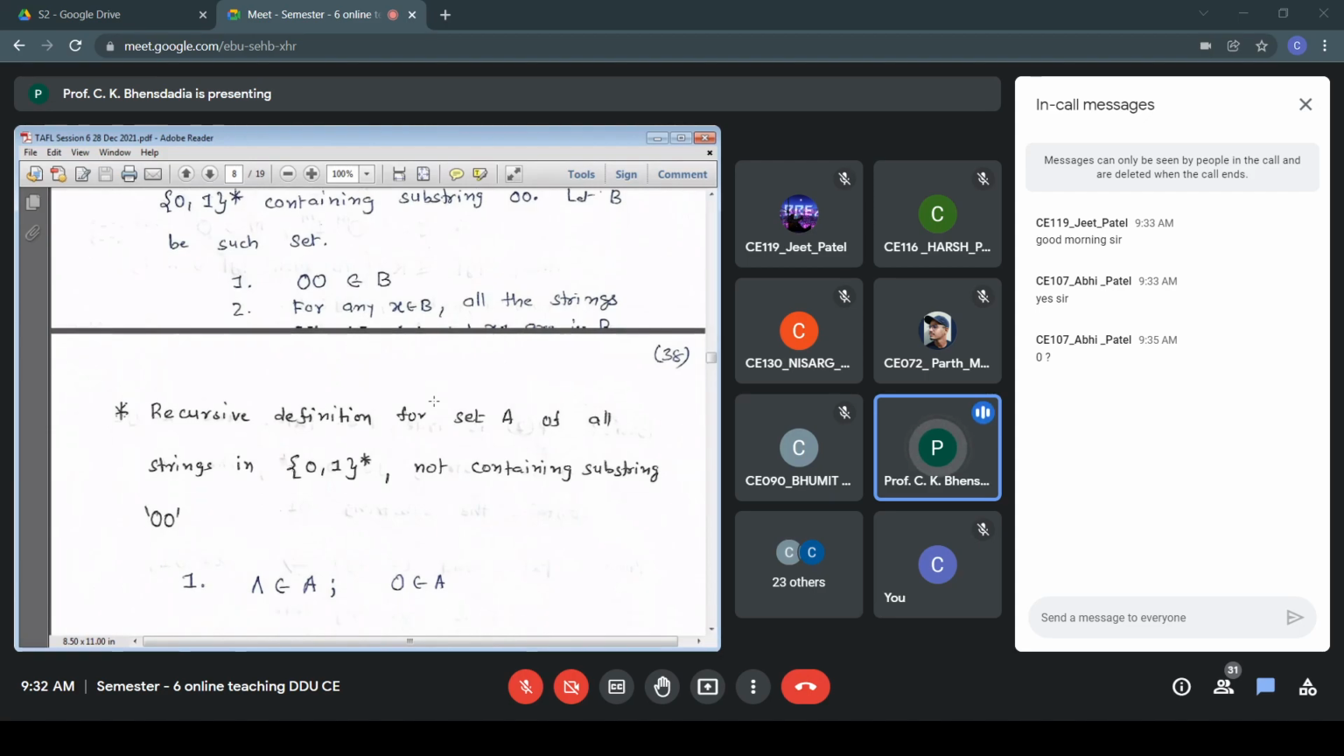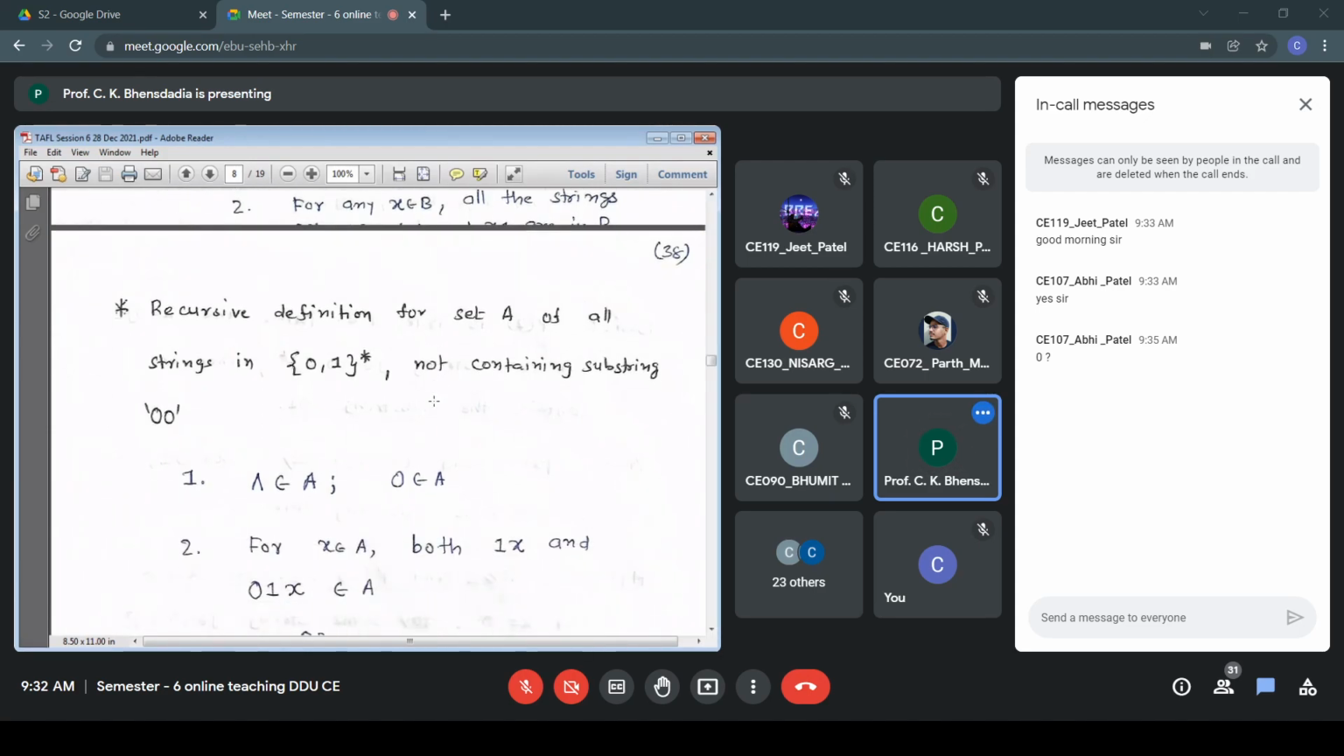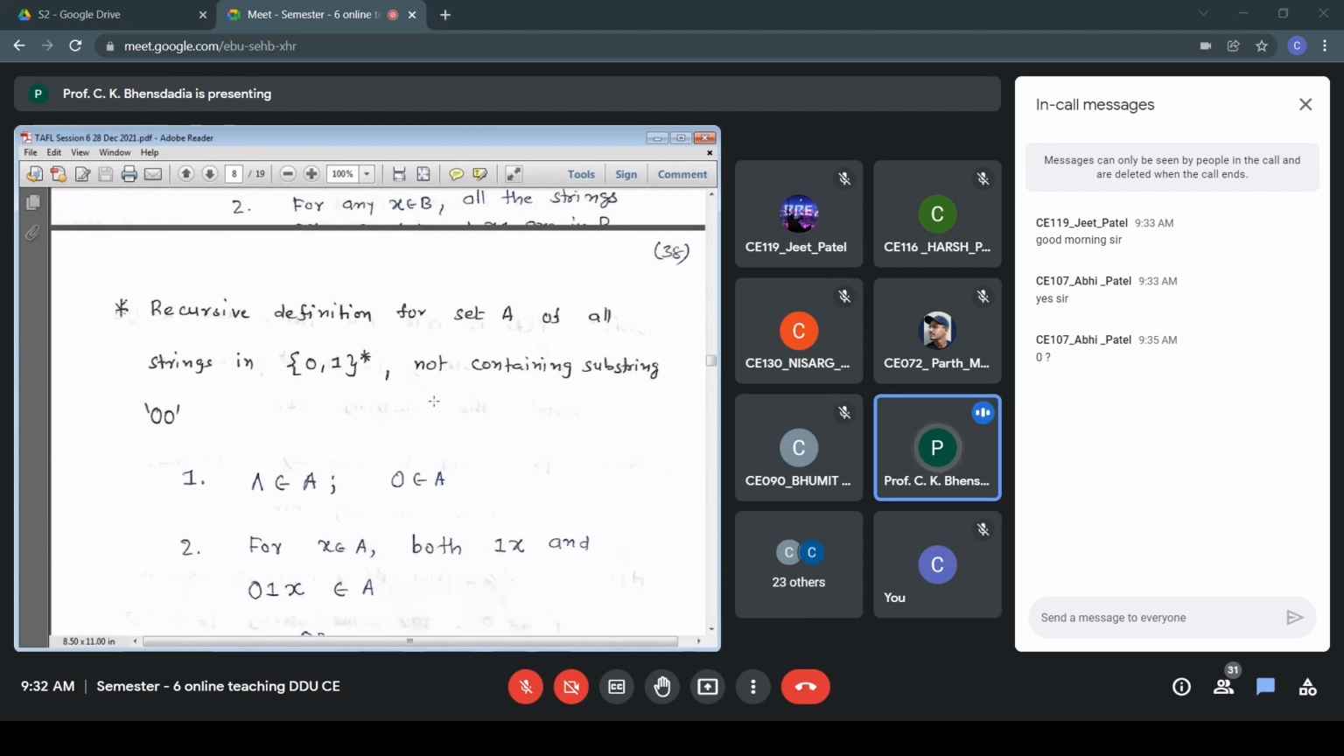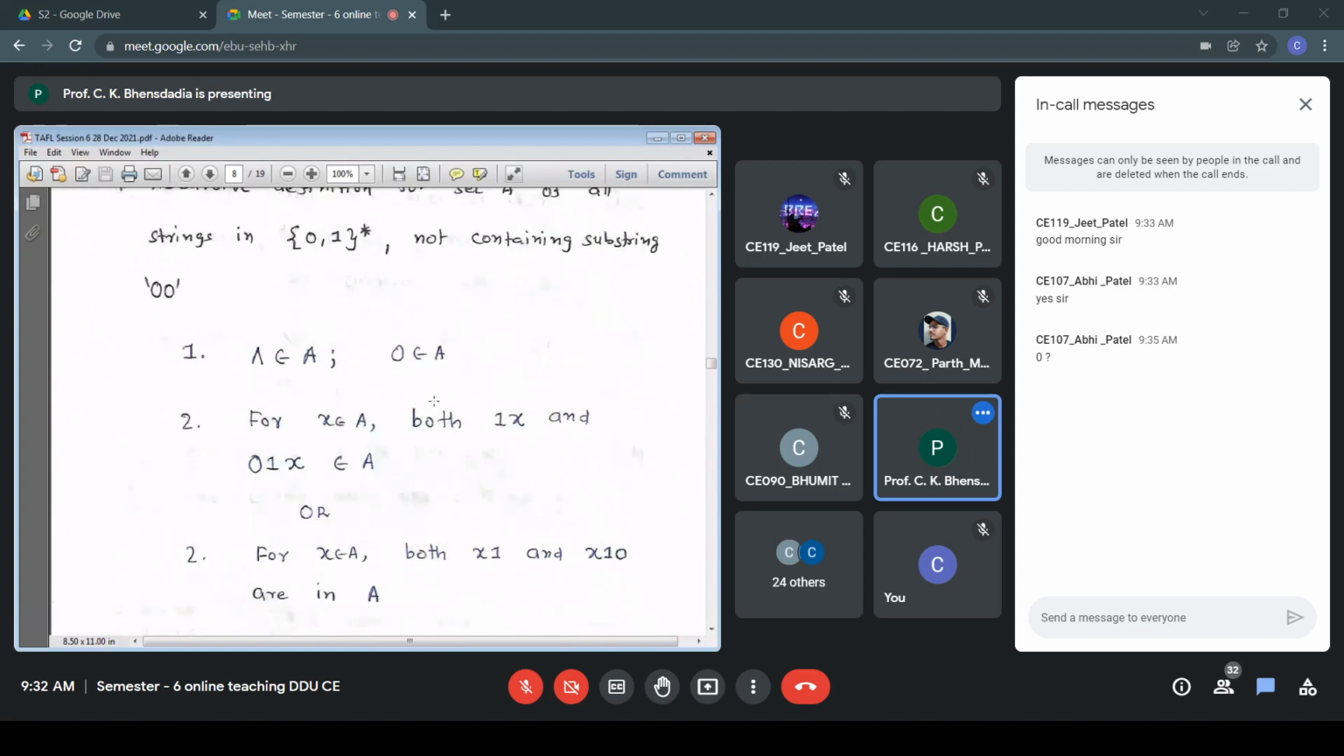But we are covering 1 in the next part. We are not separately writing 1; there is no need to separately write that. So for x belonging to A, both 1x and 01x belong to A. When I say 1x and put null for x, that will include 1. So null, 0, 1 are there, and not containing substring 00.